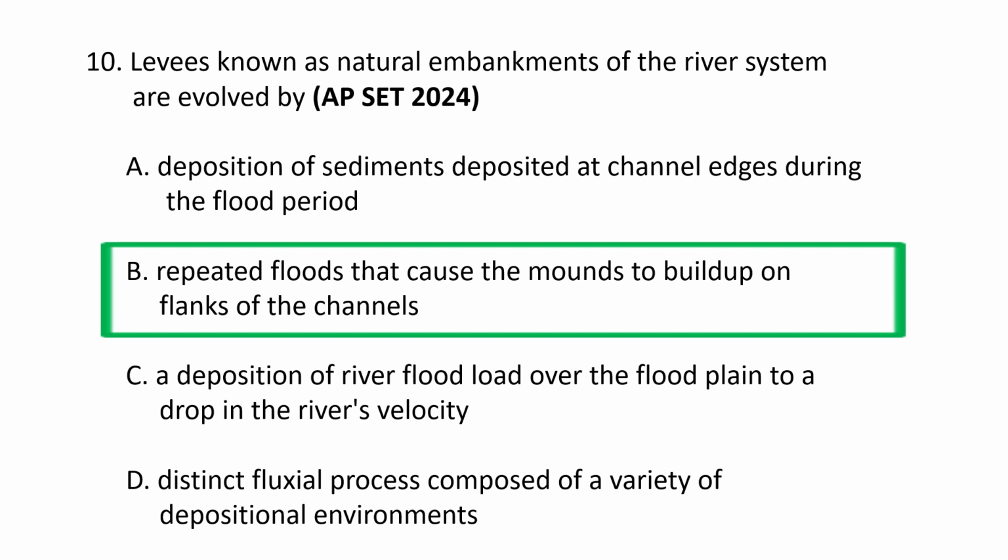of the channels. Natural levees evolve through the process of deposition, specifically by the rivers during flood events. When flood waters overflow the river channel, they lose energy and drop their sediment load, primarily consisting of silt, sand, and other debris along the river banks. Over time, repeated flooding and deposition build these materials into raised and wedge-shaped embankments that form the natural levees.